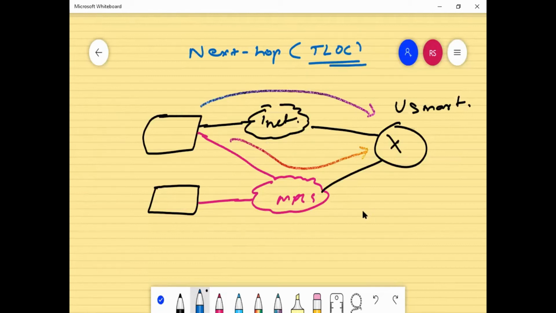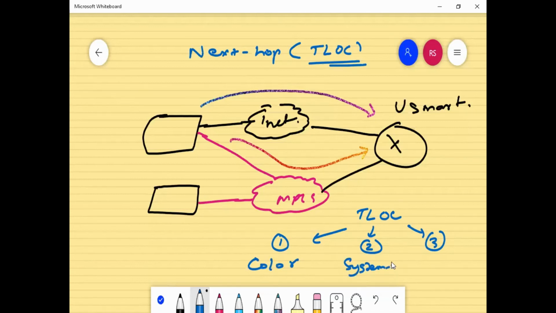And TLOC in turn has three things. Understand it, it is a very important thing. TLOC has three things. One is the color, the second is the system IP, and the third is the encapsulation.